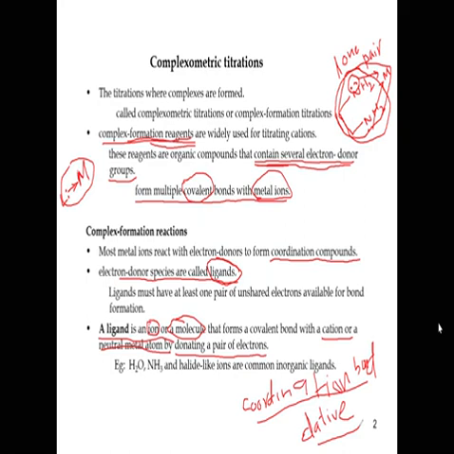Now, an example of a ligand: the water molecule. It has 2 lone pair electrons on oxygen, right? So you can expect the water molecule to make a bond with a metal ion by donating its lone pair electrons. And even ammonia has 1 lone pair of electrons. These are neutral ligands.